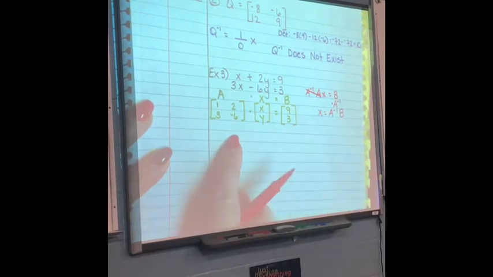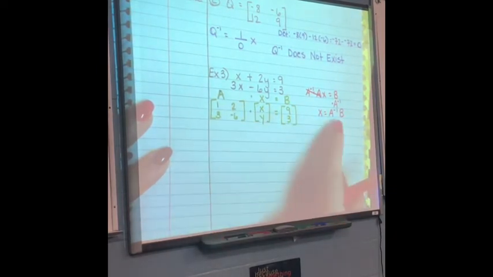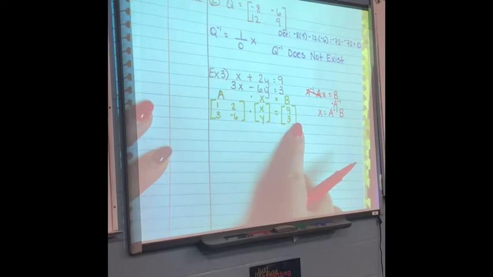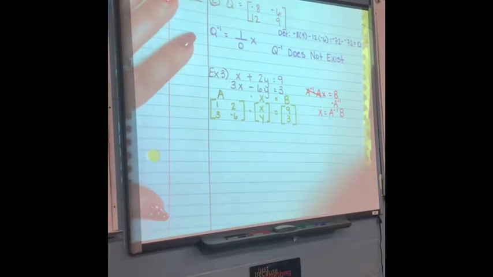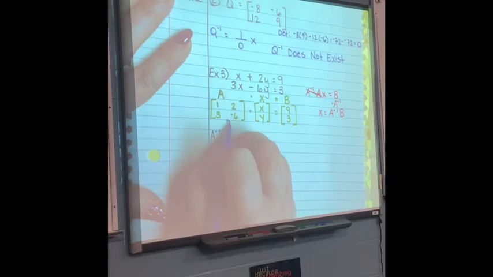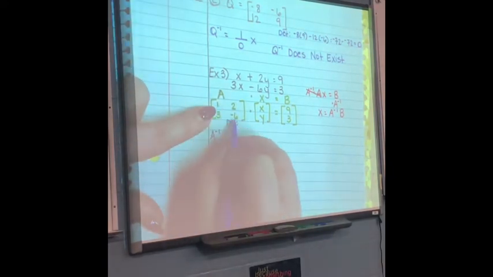To get my answer from this point right here, I'm going to multiply the inverse of A by the B. Okay? Do I know what A is? Yes. Do I know what B is? Yes. Okay? So I'm going to take and multiply. I need to find out my A inverse first. So I need to calculate the determinant of A. So what would that be?